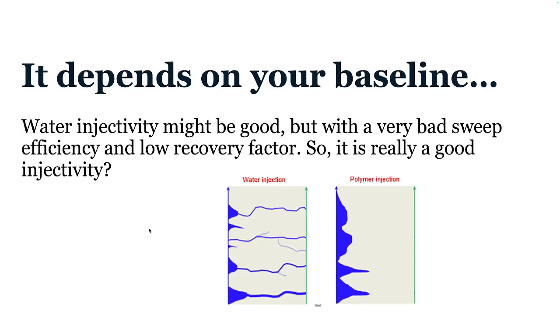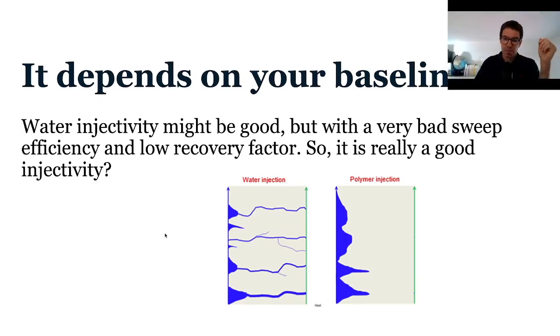So maybe a good injectivity would also be an injectivity where you have a good sweep efficiency. And in that case, losing injectivity would be a problem because you would not be able to recover as much oil. But in the case displayed here on the slide, if you have a lot of water recirculation and very high water cut, then maybe losing a little bit of injectivity while observing a reverse trend in water cut and oil cut is not a problem. It's maybe even what you want to observe. So that's something which is quite important to understand.